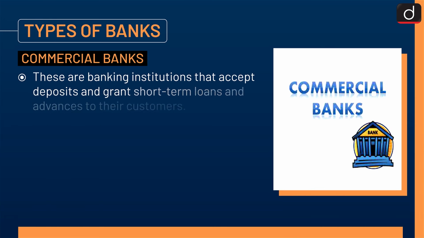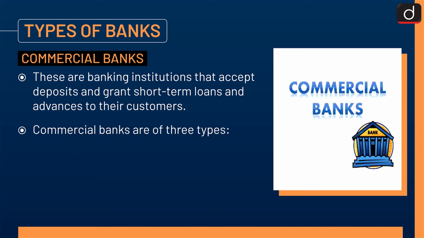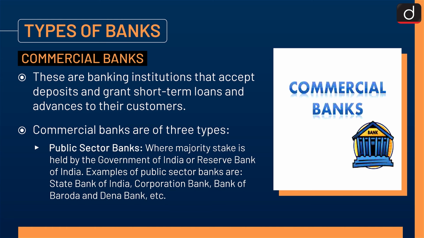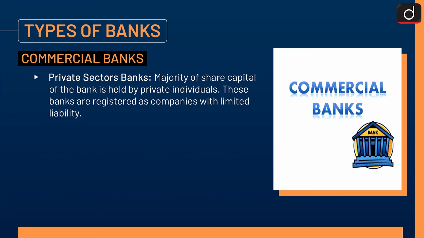Next is commercial banks. These are banking institutions that accept deposits and grant short-term loans and advances to their customers. Commercial banks are of three types. First is public sector banks, where the majority stake is held by the Government of India or the Reserve Bank of India, that is RBI. Examples of public sector banks are State Bank of India, Corporation Bank, Bank of Baroda and Dena Bank, etc.